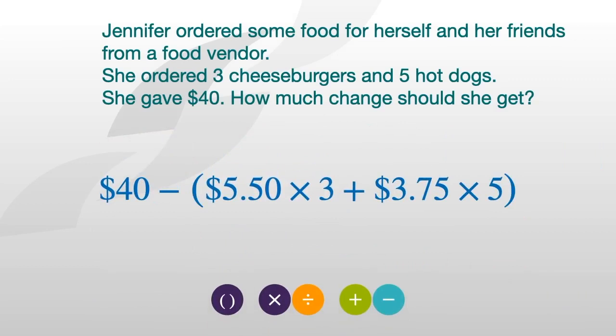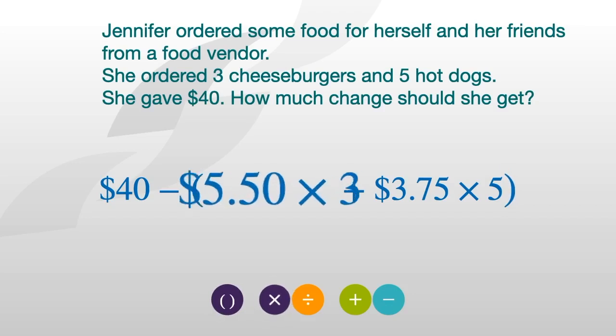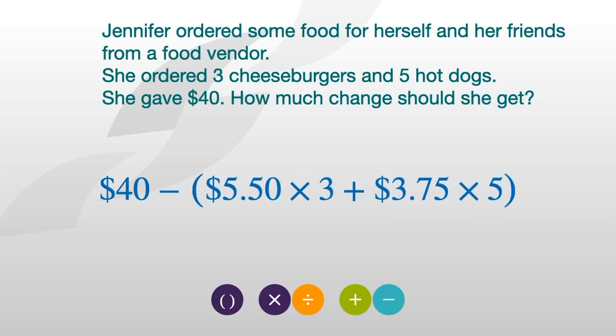Altogether, Jennifer will get back $4.75 in change. We solved this problem in a natural, if not obvious, order. Let's look back and notice how it follows the order of operations. First, we had to do what was in brackets, which is to figure out the total cost of the burgers and hot dogs. Next, we used multiplication, then addition to finish off the value of what was in the brackets. Finally, we subtracted from 40.